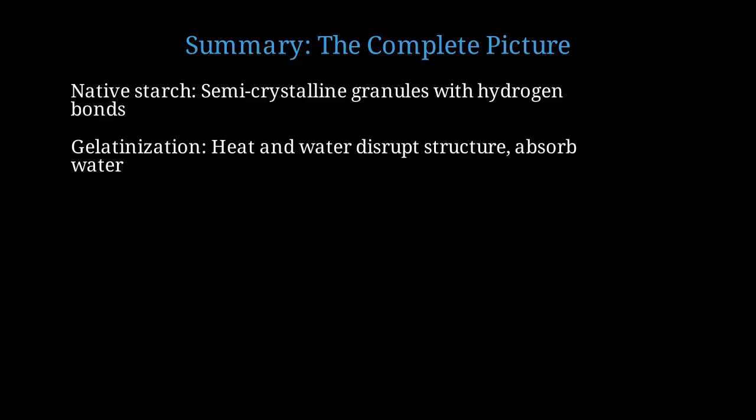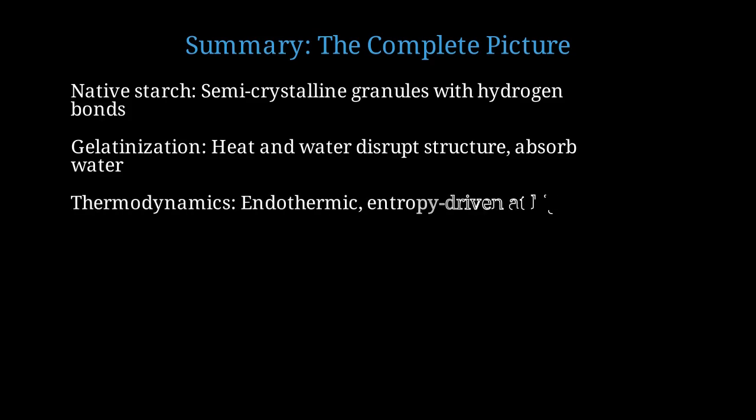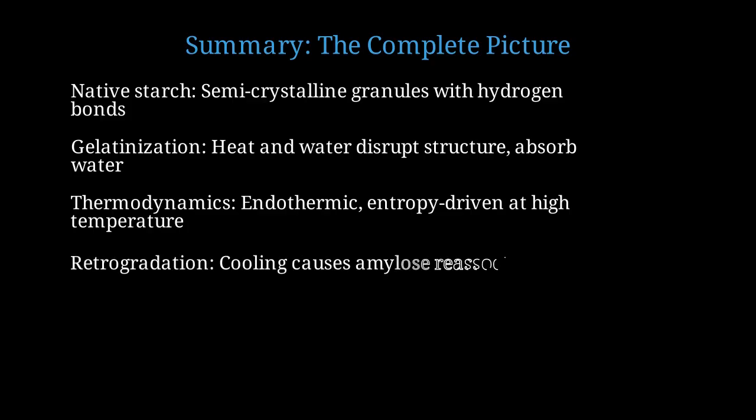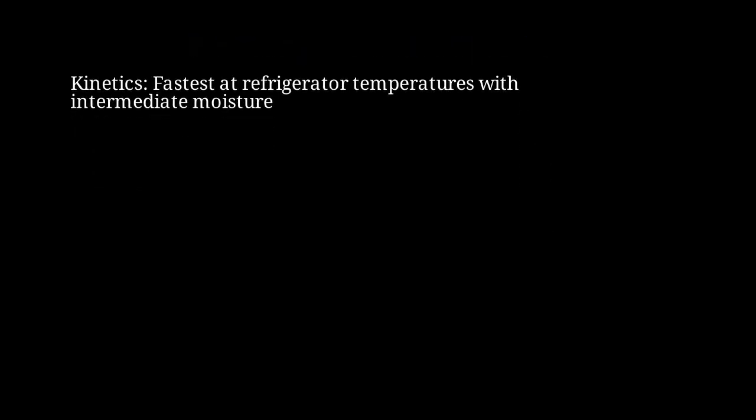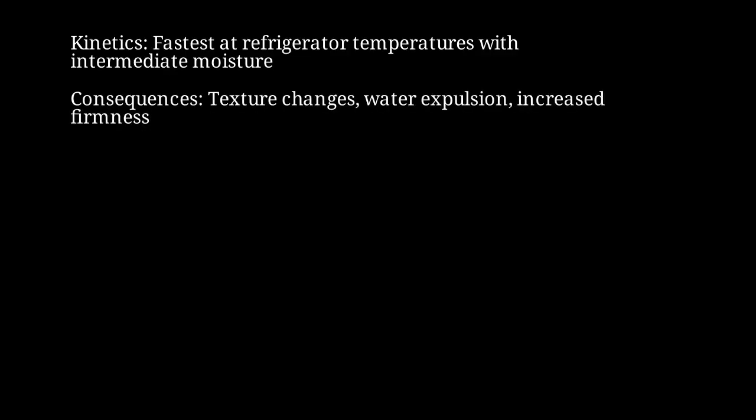Granules swell, absorb water, amylose leaches out, and a viscous gel forms. The process is endothermic, but entropy-driven at elevated temperatures. Retrogradation occurs upon cooling as amylose and eventually amylopectin chains reassociate into crystalline structures. Retrogradation kinetics are fastest at refrigerator temperatures with intermediate moisture content. The consequences are dramatic texture changes, water expulsion through syneresis, and increased firmness that we perceive as staleness.